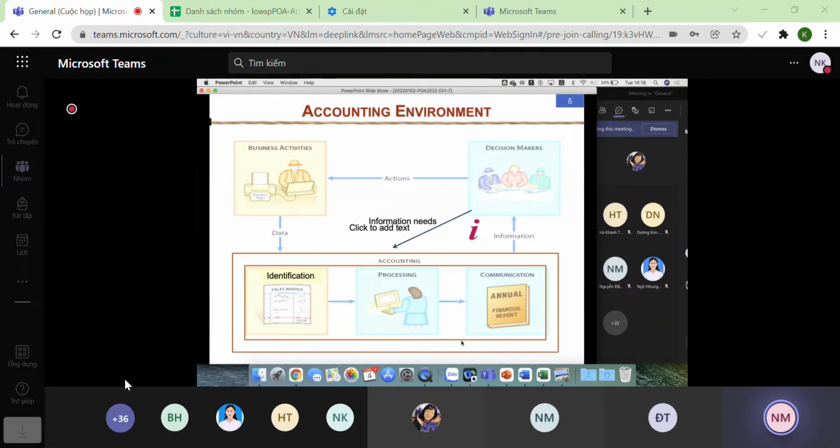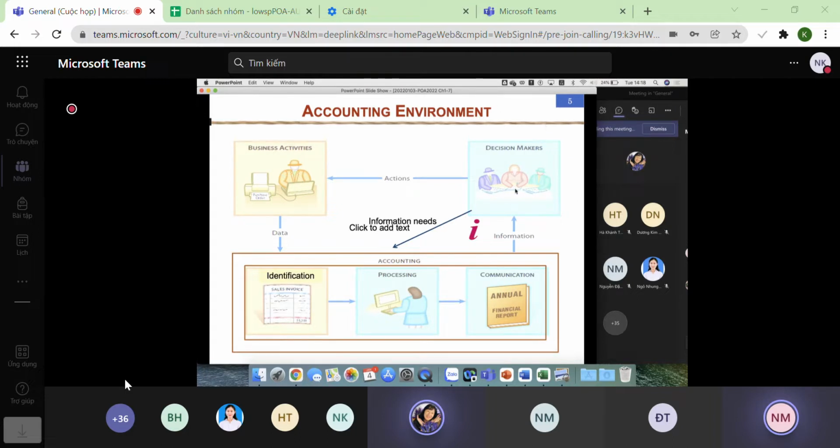So we already mentioned the box of the accounting system. There are three activities here. The second one we mentioned is the box of decision makers. The decision makers will use the information that the accounting system provides, and based on that, they will make decisions relating to the business activity of a company.